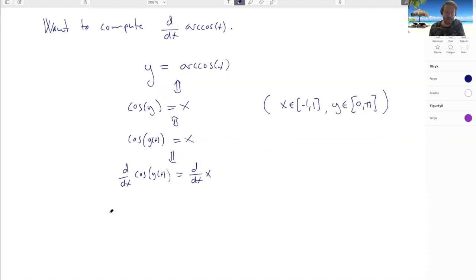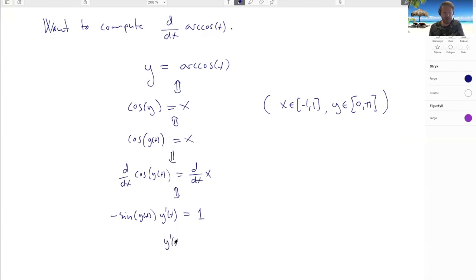Well, what is the derivative of cosine? Well, it's minus sine. So this is the outer function. So minus sine of whatever's inside of this is the outer derivative. So let's do this. And who's the inner derivative? Well, it's just y prime of x. And who's the derivative of the right-hand side? Well, it's just 1. I differentiate x with respect to x. And this is equivalent. And if I now solve for y prime, what do I get?